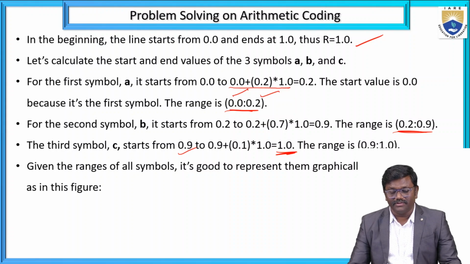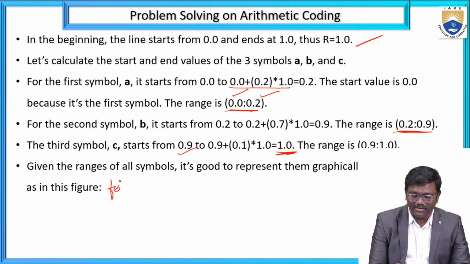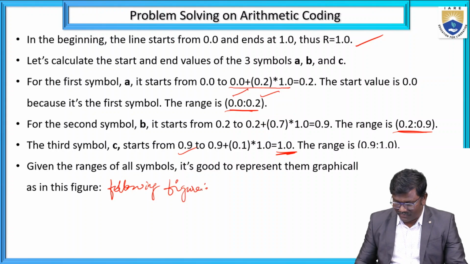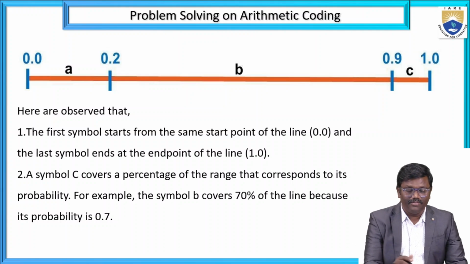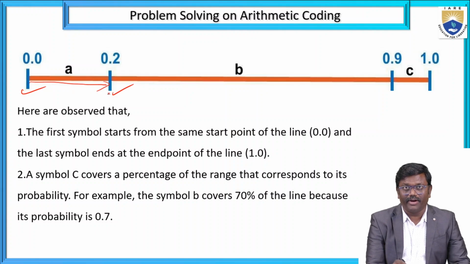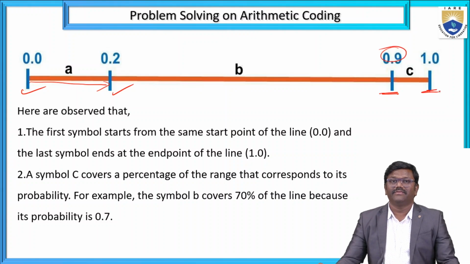Given the ranges of all symbols, it's good to represent them graphically in the following figure. The starting value is 0. Then A ends at 0.2, and B starts at 0.2 and ends at 0.9. C starts at 0.9 and ends at 1.0.